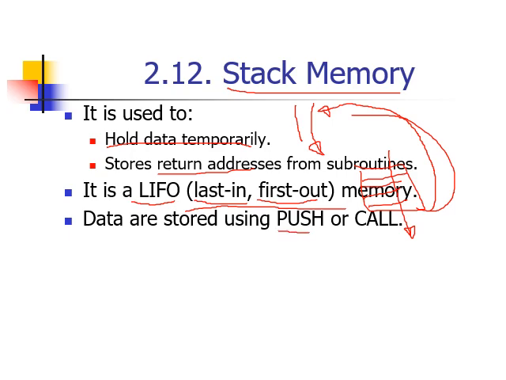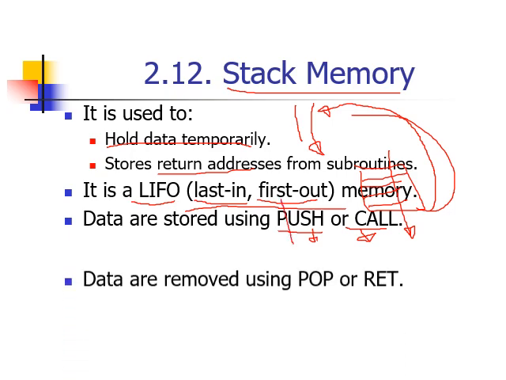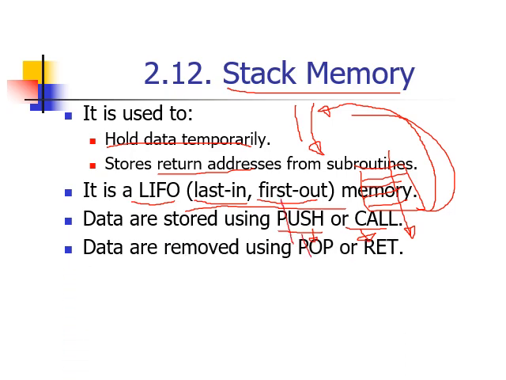Okay. You store data into the stack by push or call. So when you push some register into the stack, you store data into the stack. When you call a subroutine, you store return addresses into the stack. The data stored in the stack by push are coming out by pop, and the data stored in the stack by call are reached by the return.